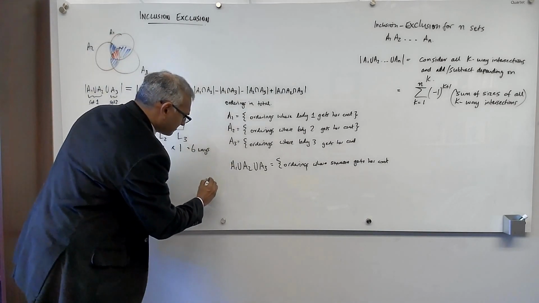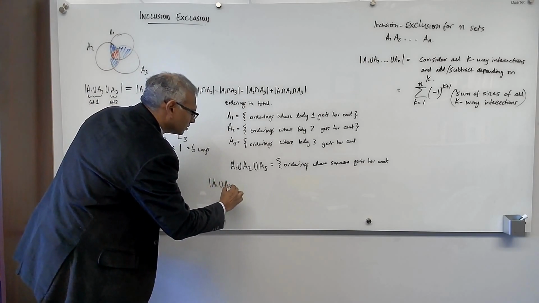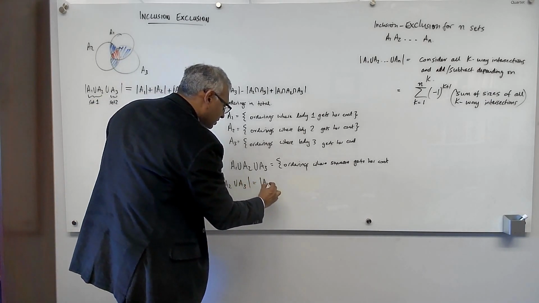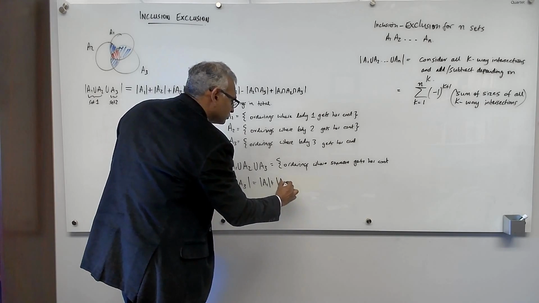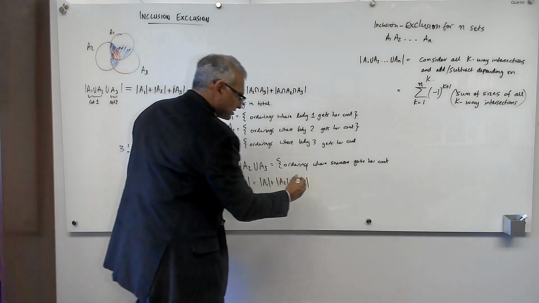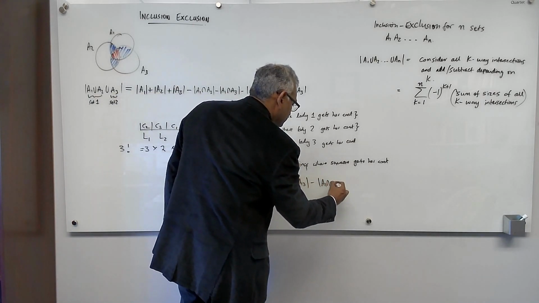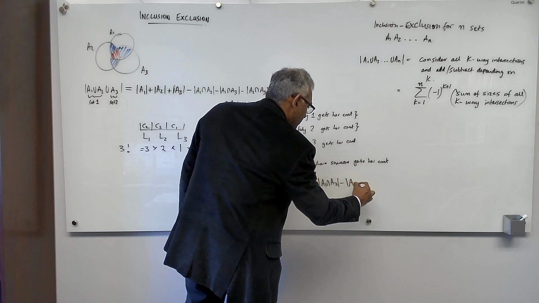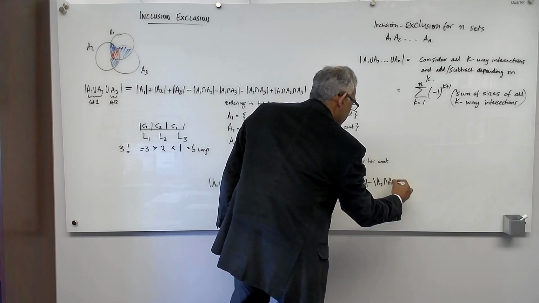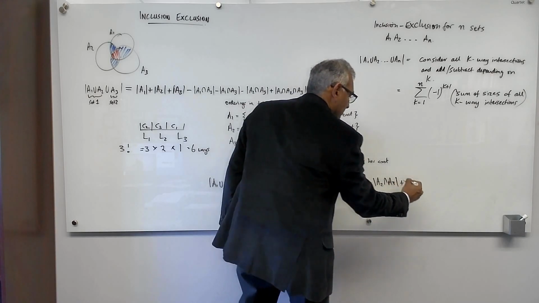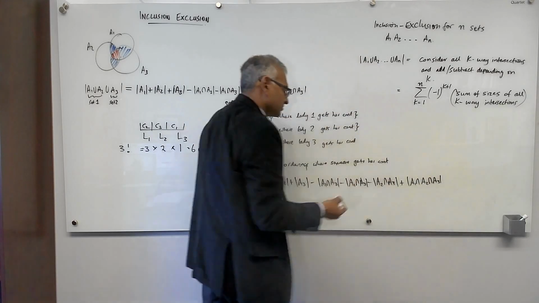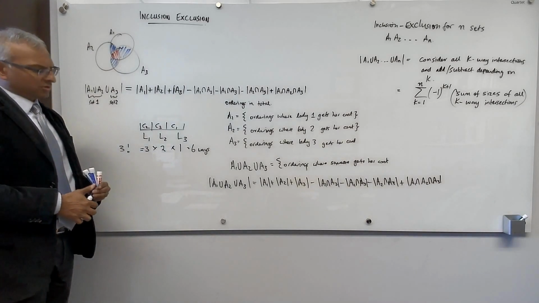Okay, so the size of A1 union A2 union A3 is equal to the size of A1 plus the size of A2 plus the size of A3, minus the pairwise intersections: minus the size of A1 intersection A2, minus the size of A1 intersection A3, minus the size of A2 intersection A3. And then plus the size of A1 intersection A2 intersection A3. So that's the inclusion-exclusion formula for the union of three sets.